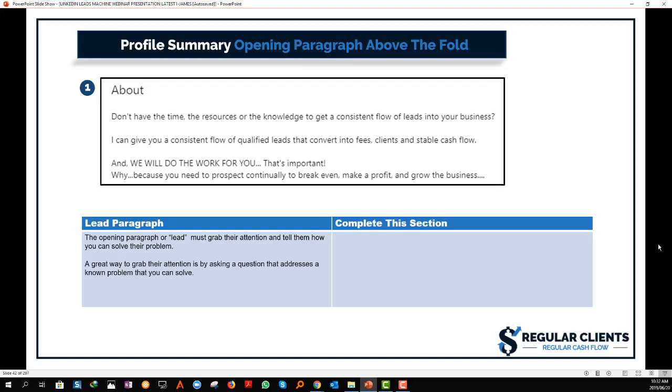So here's the second of our formulas. I can give you a consistent flow of qualified leads that convert into fees, clients, and stable cash flow, and we'll do all the work for you. That's important. Why? Because you need a prospect to continue to break even, make a profit, and grow your business. Okay, so I've got what I need to get across.